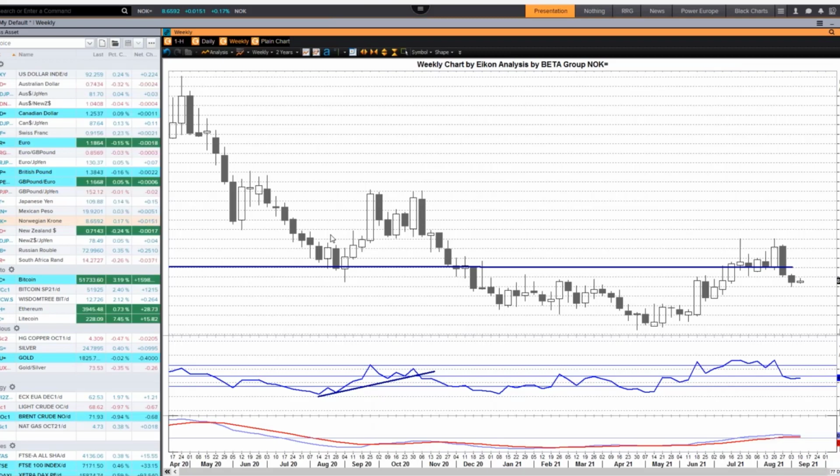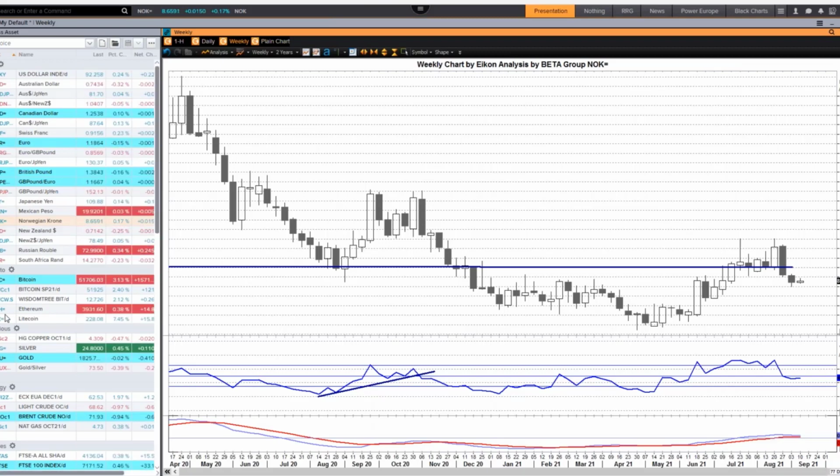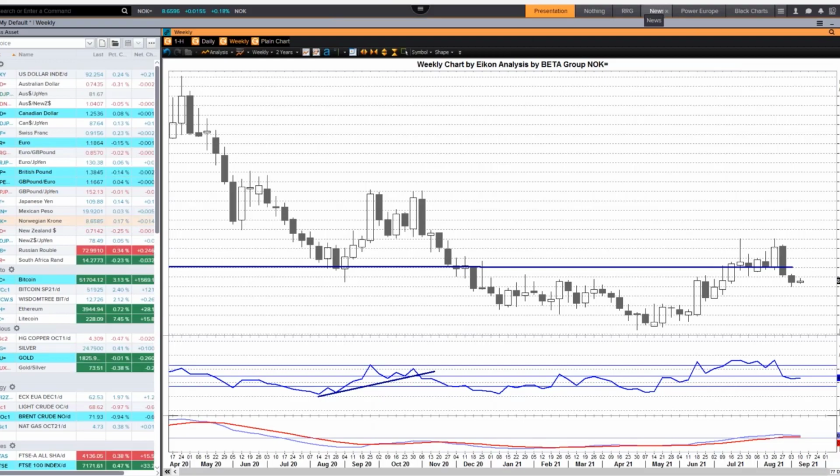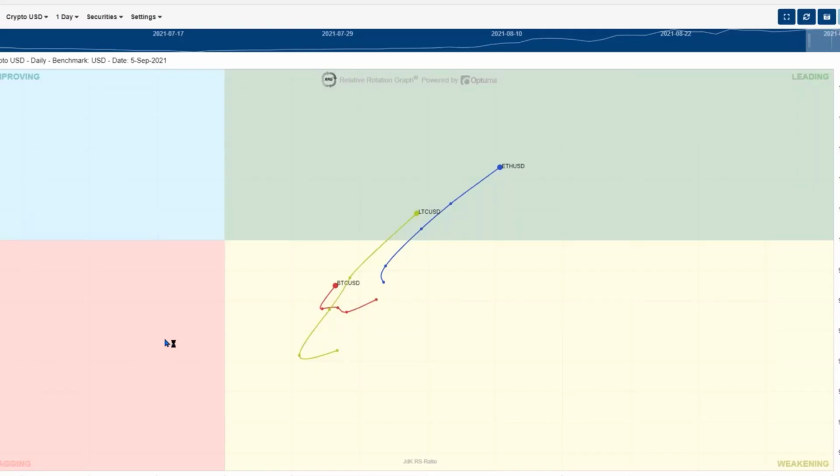Okay, alrighty. Moving now to the cryptocurrencies, lots going on here, but let's start again by looking at the relative rotation graph here. So in the middle here, we have the US dollar. Everything to the right of it is outperforming the US dollar. These are days.